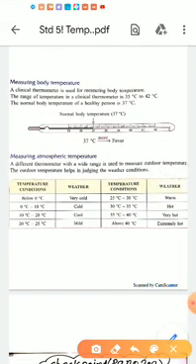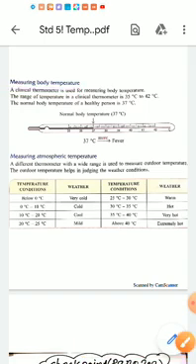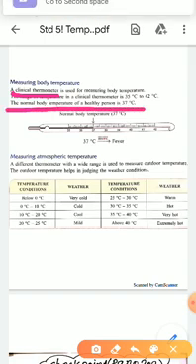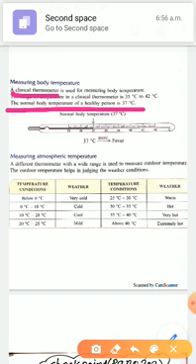Now let's see how to measure the body temperature. Clinical thermometer is used to measure the body temperature. Normal body temperature of a healthy person is always 37 degrees Celsius. Now measuring atmospheric temperature.